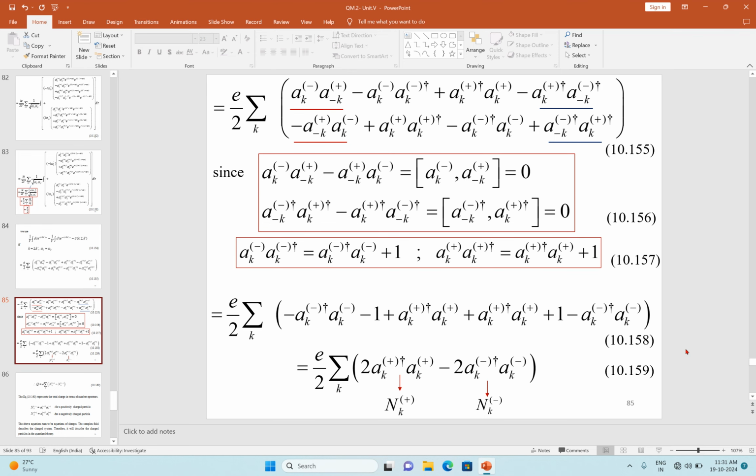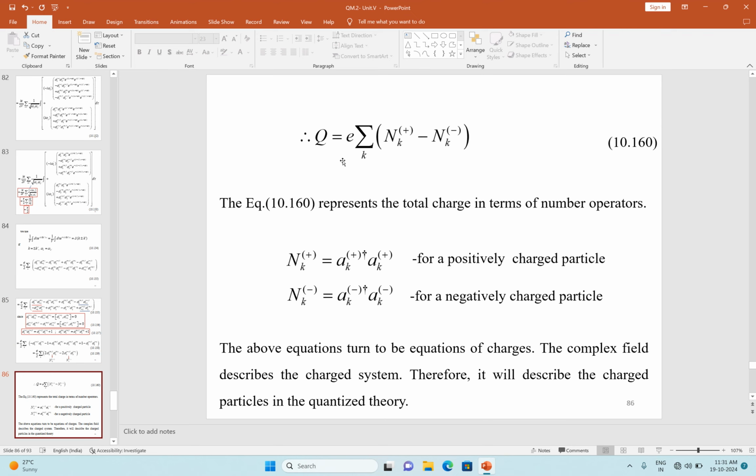So equation 10.149 can be simplified as the total charge of the system, Q, which is equal to e times summation over k, nk plus minus nk minus. So equation 10.160 represents the total charge in terms of number operators. As I said earlier, nk plus stands for a positively charged particle, nk minus goes with a negatively charged particle. The above equations turn out to be equations of charges. The complex field describes the charged system. Therefore, it will describe the charged particles in the quantized theory.